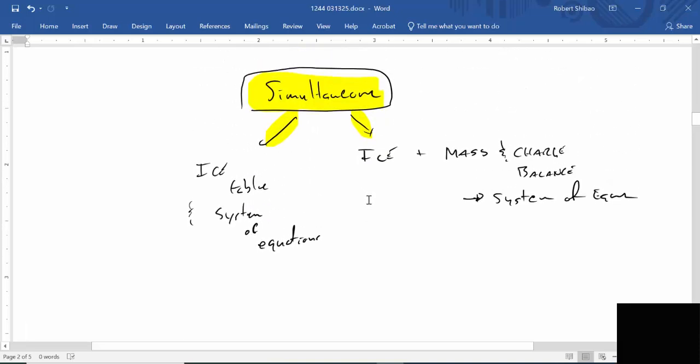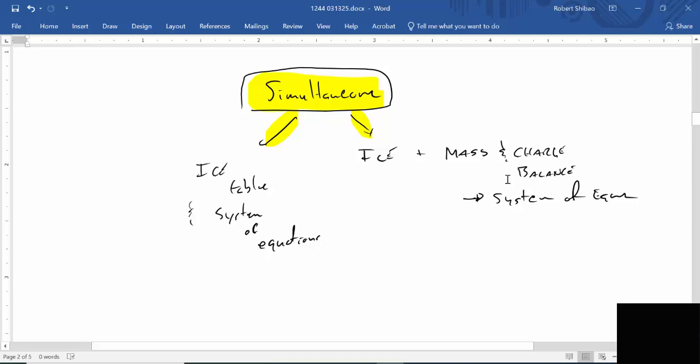Do we get to choose which one we want to use? Totally. You can choose whichever one you want to use. And both will work in every circumstance? In theory. In practice, the math is horrendous. You might do the ICE table and system of equations, and you go, oh boy, that math is horrendous. And then you go over to mass and charge balance, and you can generate more equations, which makes the math a little bit easier. But it means having to think outside the ICE box.